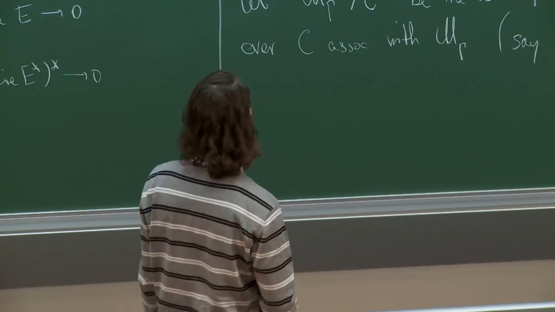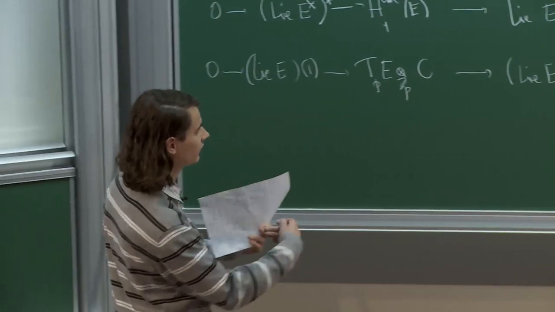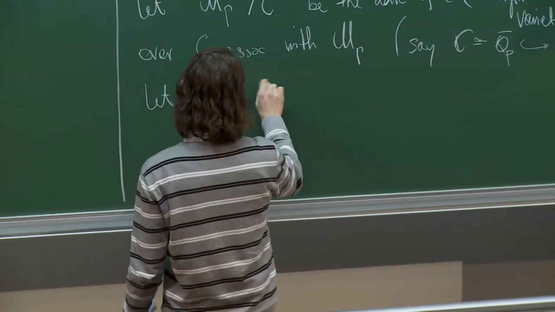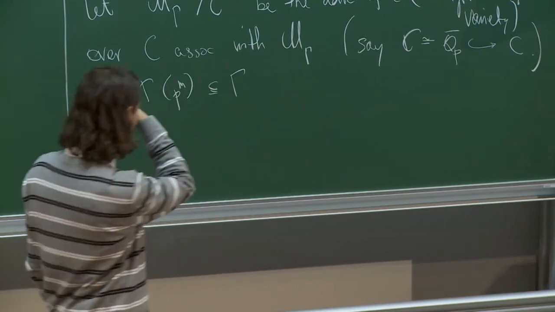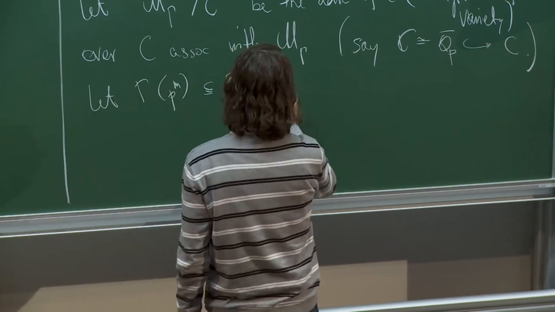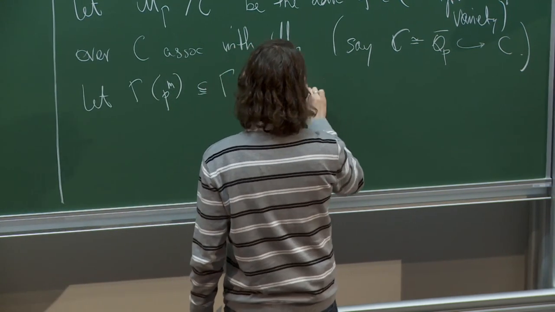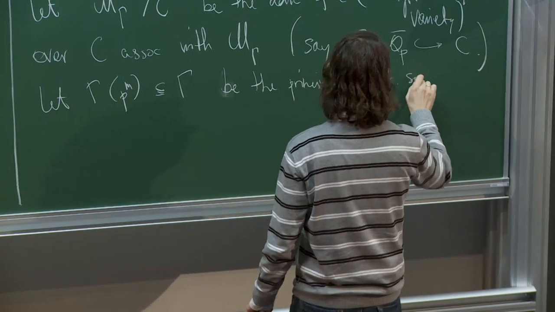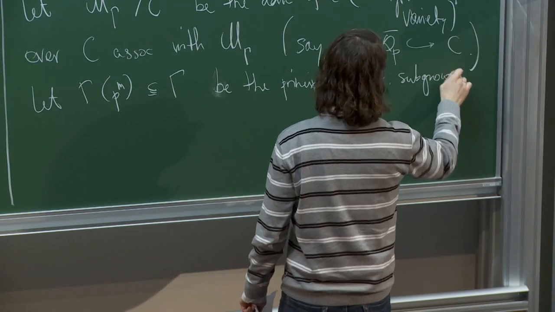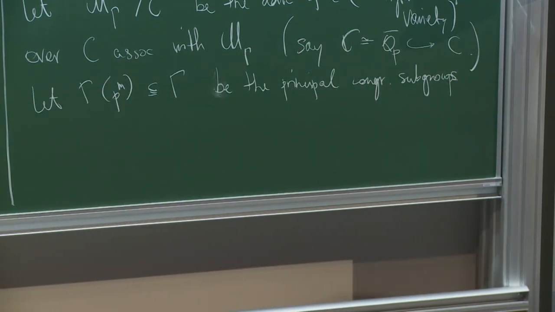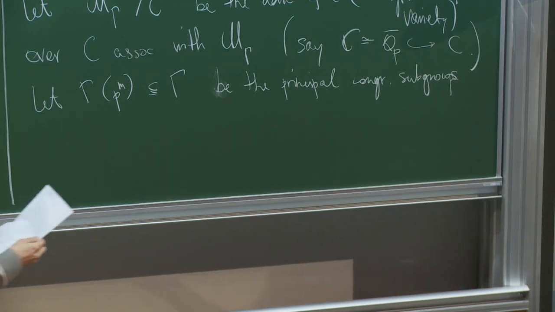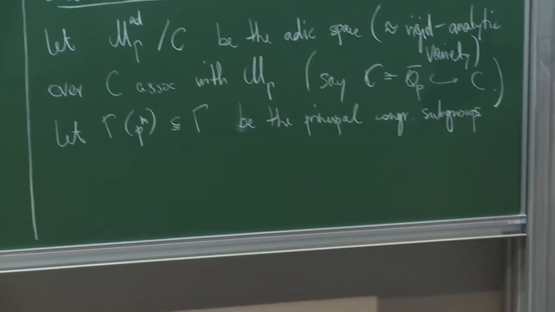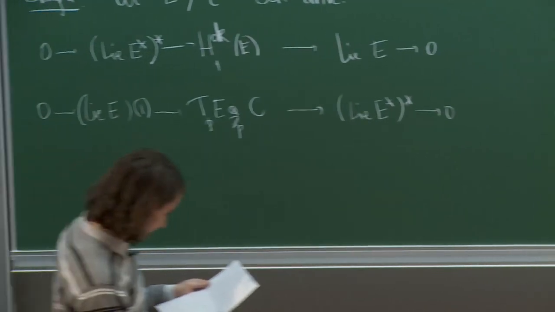And so we want to trivialize the Tate module at p, so we have to take an inverse limit over all the levels at p. So let me choose the following notation, so that Γ(p^m) inside Γ be the principal congruence subgroups. It would probably be more standard to write Γ ∩ Γ(p^n), but to keep notation simple, let's do it this way. So again, I have to pay attention.